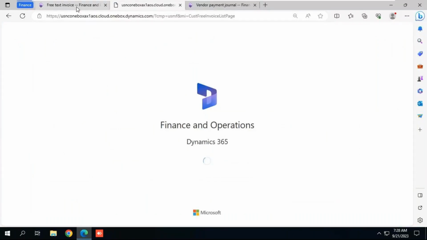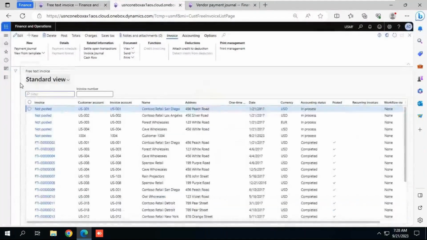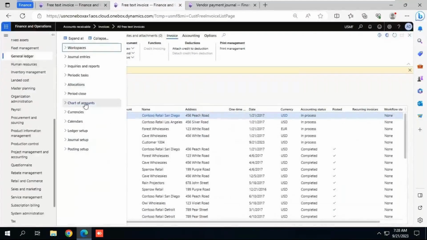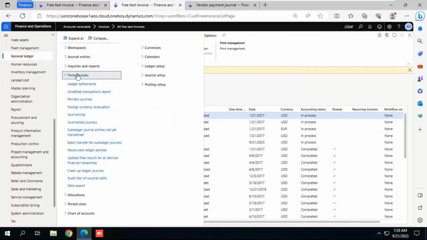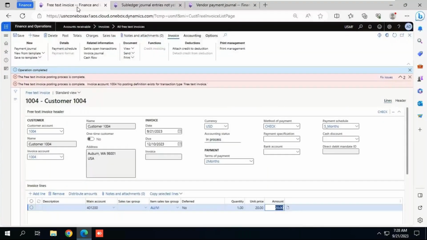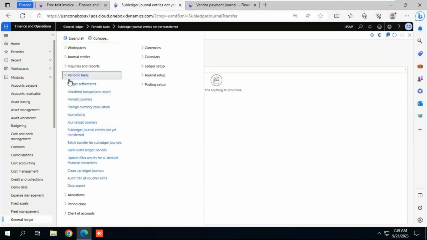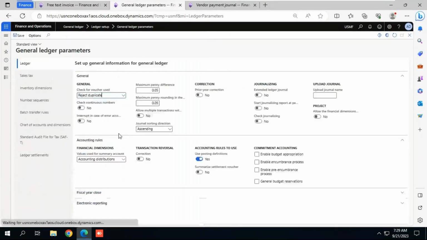So general ledger, collapse all. You will understand this slowly. Periodic tasks. Subledger journal entry is not transferred. This is called functional debugging, meaning if you are facing any challenges, what is the solution? You need to verify. Actually, there is a checkbox I have enabled. I will explain this one later.